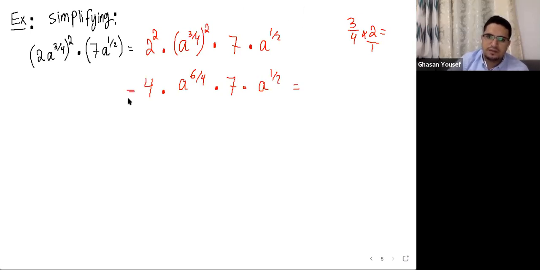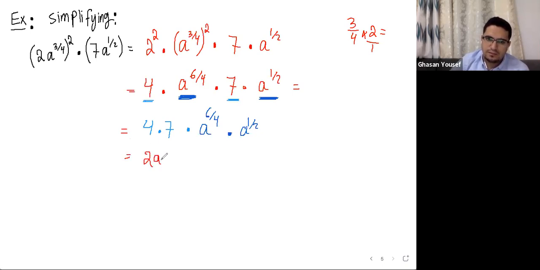So I have here the 4 with this 7, and we combine the variables that have the same letter together. So I have this one and I have this one. So again, 4 times 7 times a to the power 6 over 4 times a to the power 1 half. So 4 times 7 is 28.